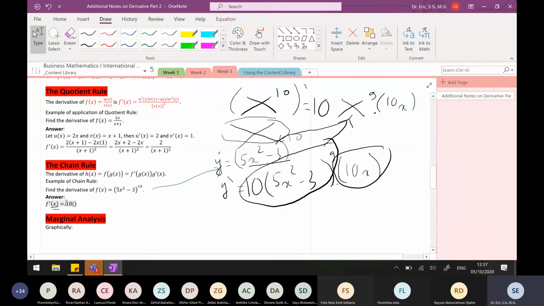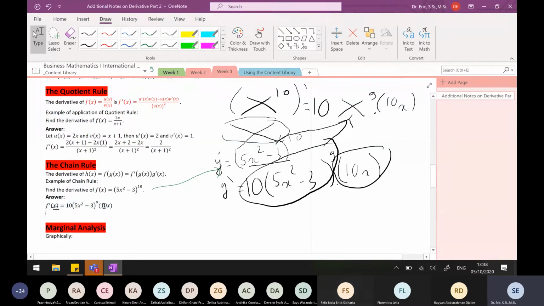10 times. Don't forget, you assume this as a capital X. So the capital X to the power of 9. Don't forget, your derivative should not be with respect to capital X. We are talking about the derivative with respect to little x. So you have to find the derivative of capital X with respect to little x. That is 10x.